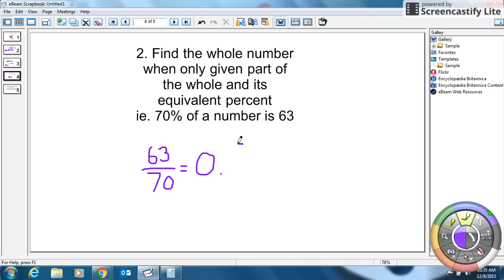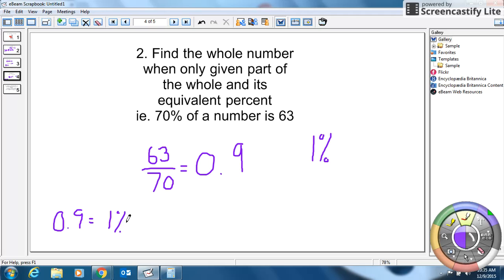Now I'm going to show you something. When you divide these numbers like this, 63 by 70, whatever your answer is works out to be 1% of the whole number we're trying to figure out. So in this case, I'm going to write down here, 0.9 is equal to 1%. Okay, so this is now easy.